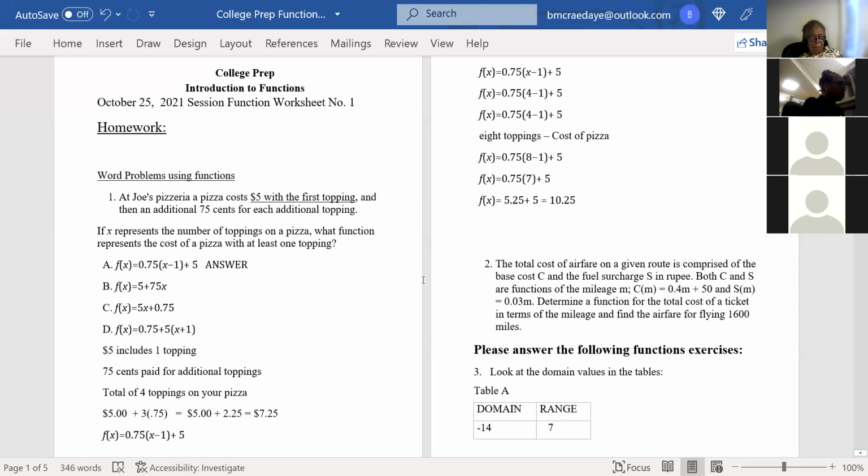So if they say 2 toppings, how do you work it out? Two toppings is going to be 75 cents for one topping, because remember the $5 already has one. So it'll be $5 plus what? 75 cents. Right. Now suppose no topping was included, then you have to charge the regular price. Whatever your number of toppings is, say it was 3, you're going to multiply it by 75.